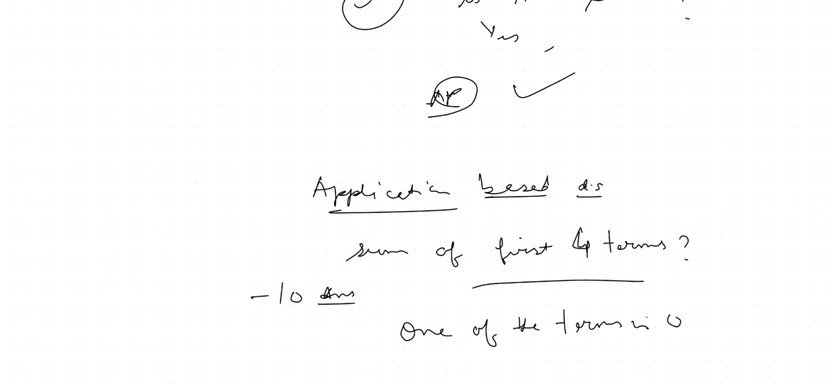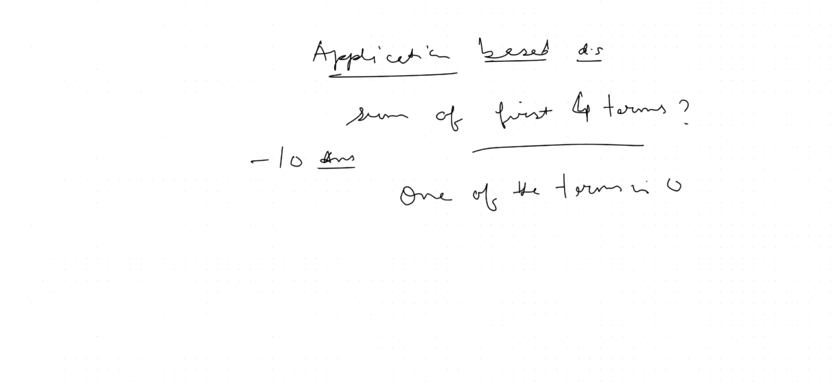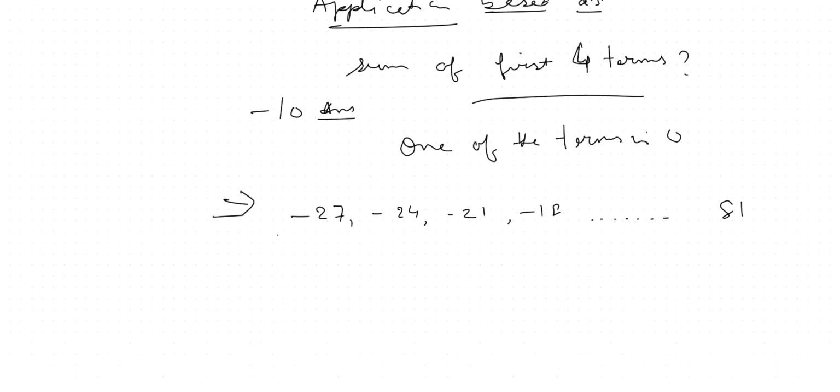Now, the sum of the first four terms is known to you, it's -10. The same thing can be asked in a different way. Let me tell you. If I tell you that there is a series of numbers starting from -27, then -24, -21, -18, and this goes up to 81, let's say. It's a random question that I've created. Now, it's an application. The question will ask you how many terms are in the series.